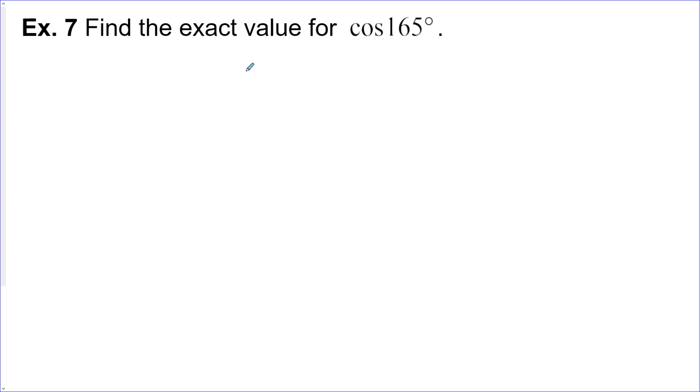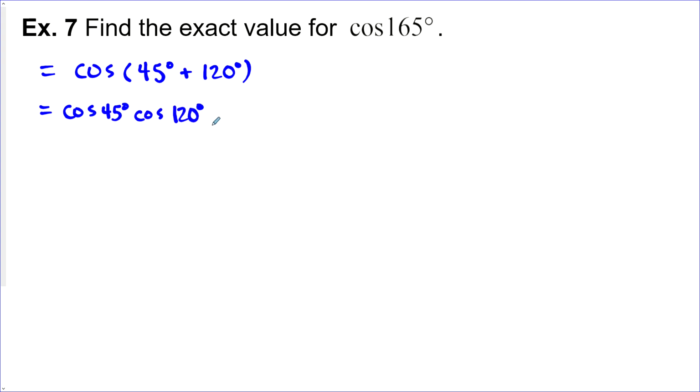Let's find the exact value for cos 165 degrees. And if you aren't, pause the video and try it yourself. This could equal cos of 45 degrees plus 120 degrees. Now we'll use cos's sum identity. So cos 45 degrees times cos 120 degrees minus sine 45 degrees times sine 120 degrees.